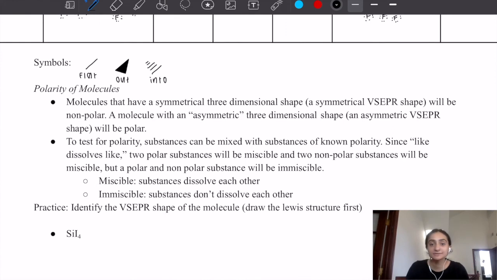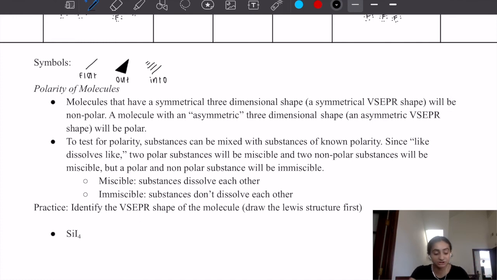Okay, so as I was making the different VSEPR diagrams, I kept saying flat wedge, going out wedge, going into, stuff like that. And I just wanted to show you what the different kinds of wedges look like. As I mentioned multiple times, the VSEPR diagrams are 3D, and therefore you can't have just flat lines like a Lewis structure because that's not a 3D diagram.